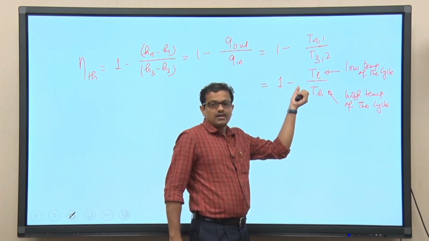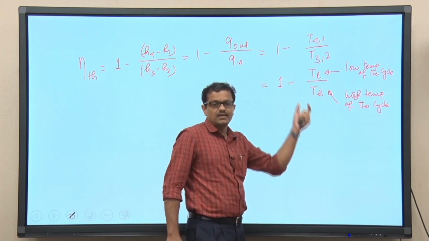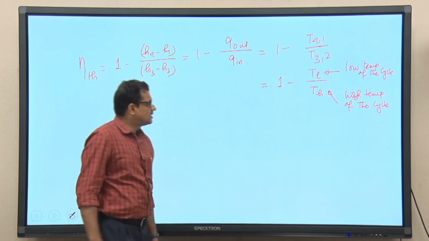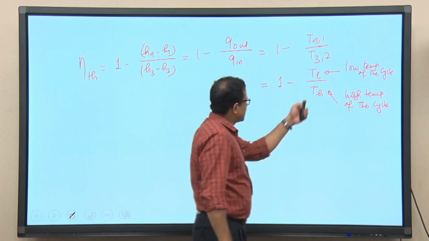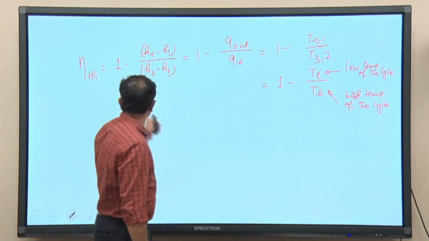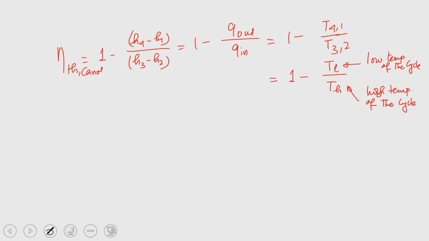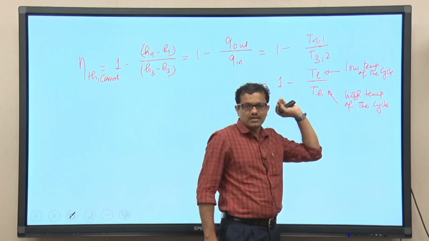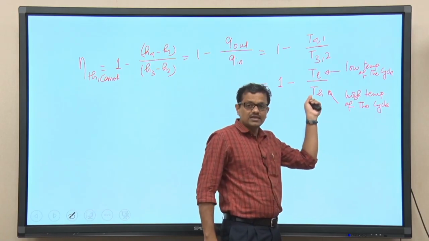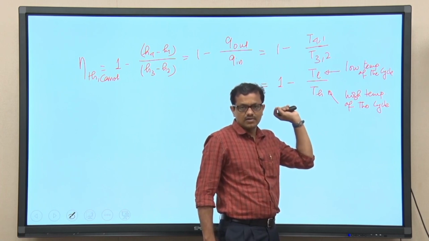Contrarily, if we increase the high temperature side, the high temperature part of the cycle, then that efficiency will increase. So, there are two ways by which the thermal efficiency of the Carnot cycle can be increased. Okay. Either by reducing the temperature of the low temperature part of the cycle, or by increasing the temperature of the high temperature part of the cycle, we can increase the efficiency of this cycle.